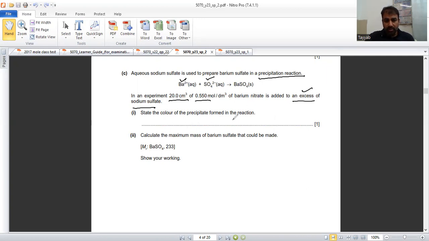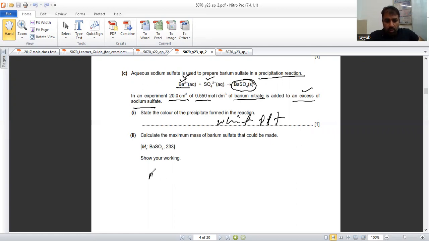State the color of the precipitate formed in the reaction. The precipitate will be a white precipitate. We will discuss this later. Calculate the maximum mass of barium sulfate that could be made from this reaction. Show your working. First, we should know the moles of barium nitrate, as he has given 20 centimeter cube. Once we have the moles of barium nitrate, we have the moles of barium sulfate.